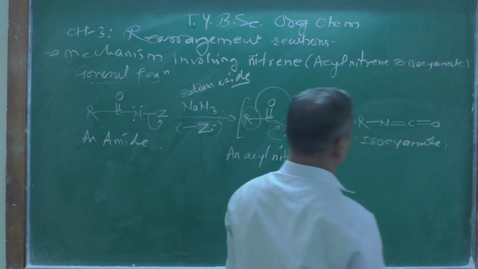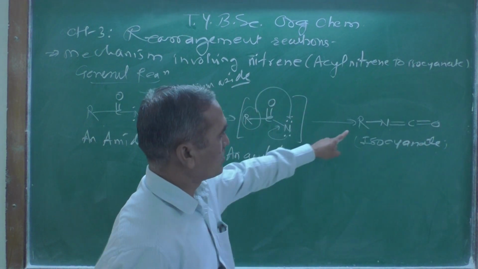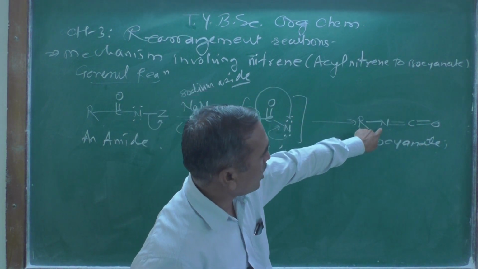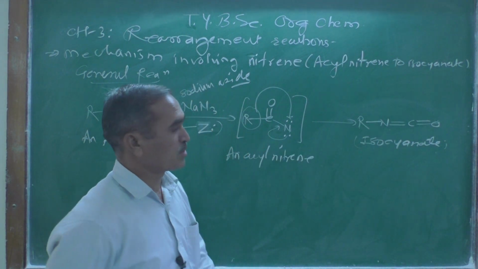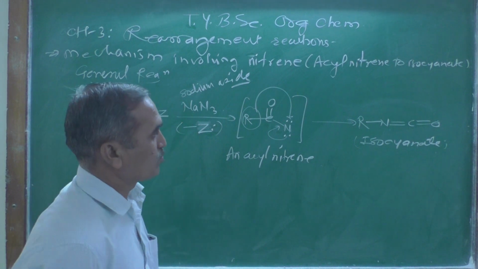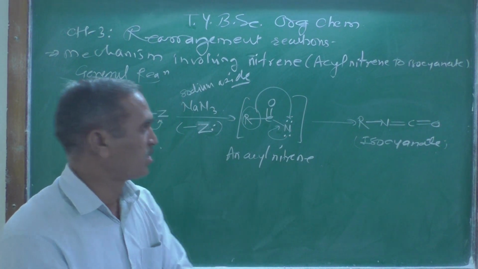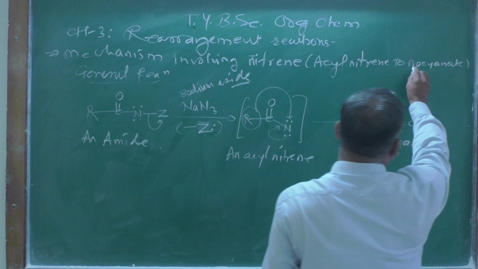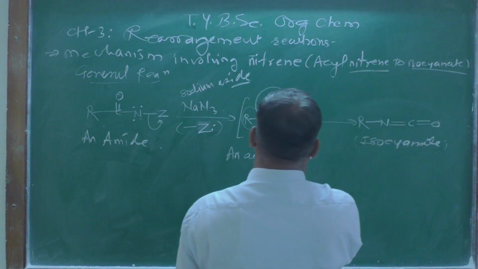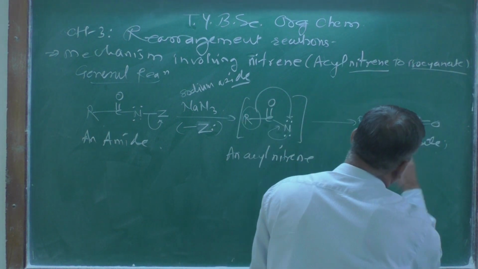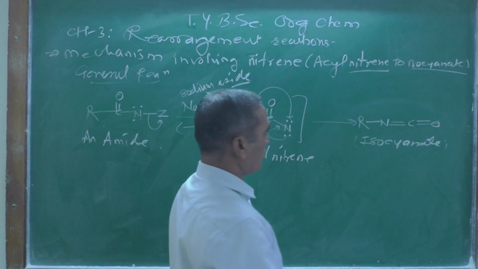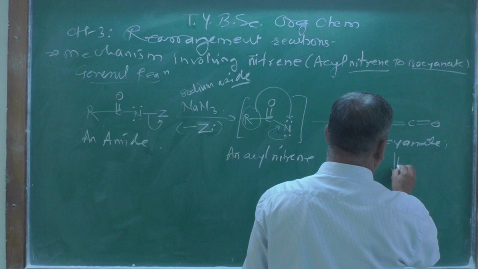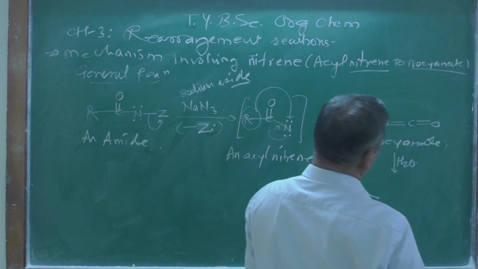Look at this carefully: there is a linkage with that R. R is now joined with the nitrogen atom, and the resulting species obtained is called isocyanate. It is an intermediate form over there, and this nitrene is going to convert into isocyanate. That is clear. And further, when it is treated with water, H2O, what is going to happen?